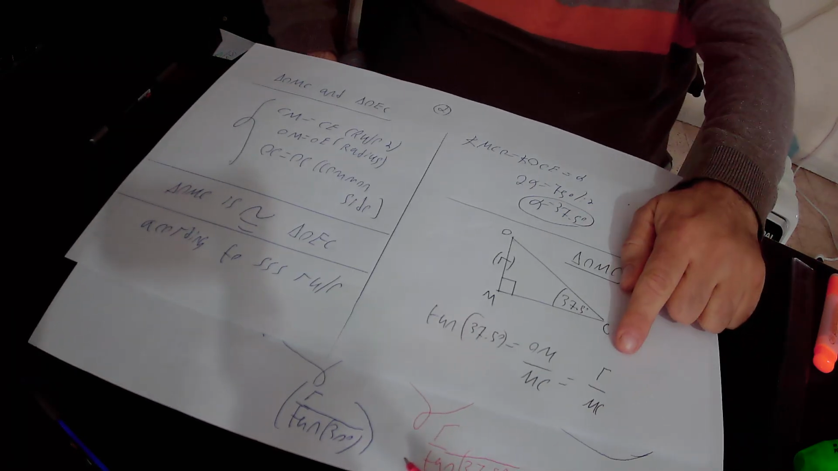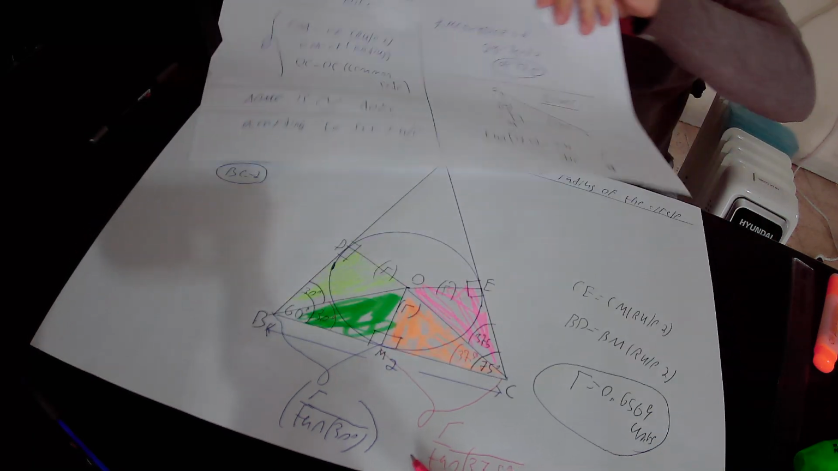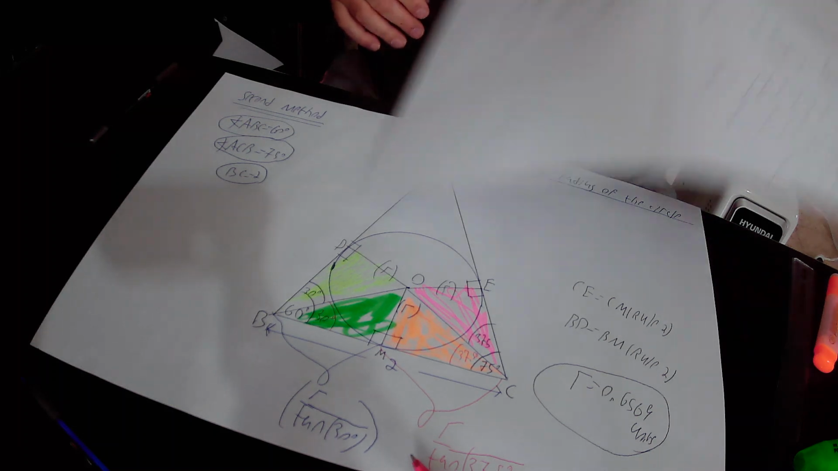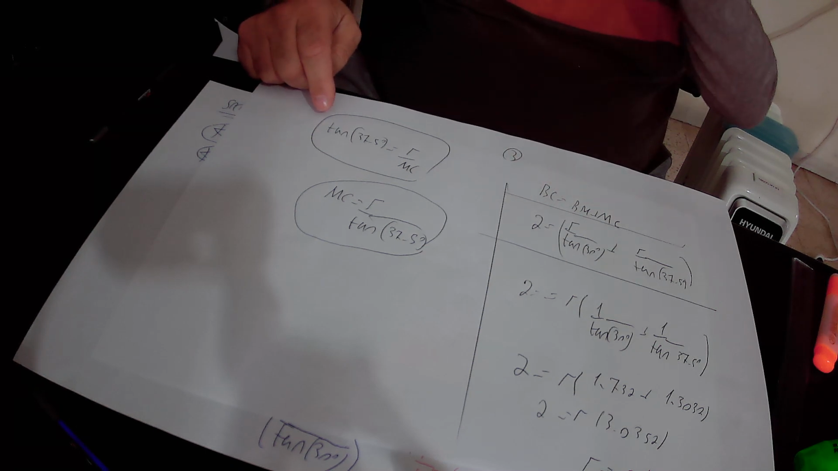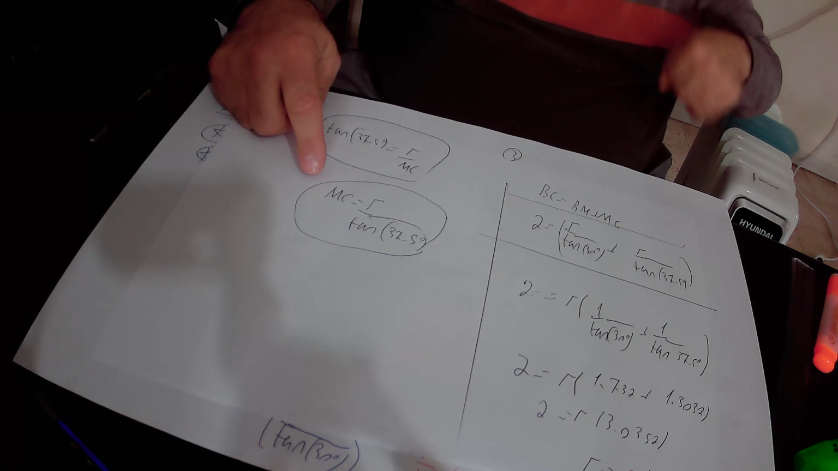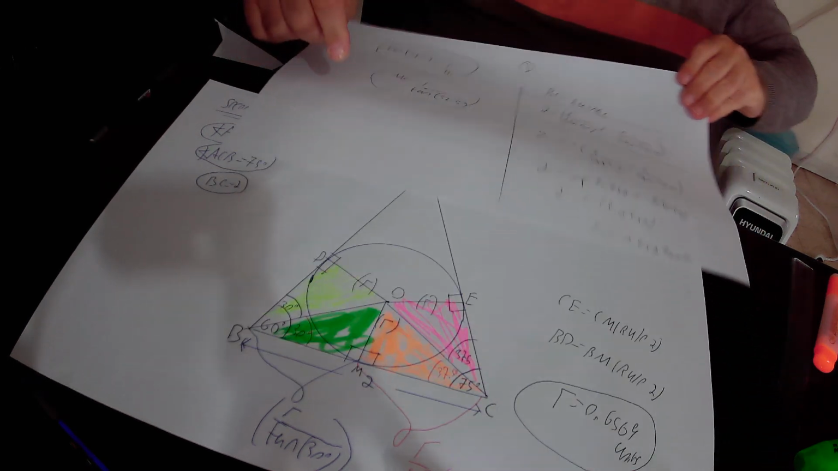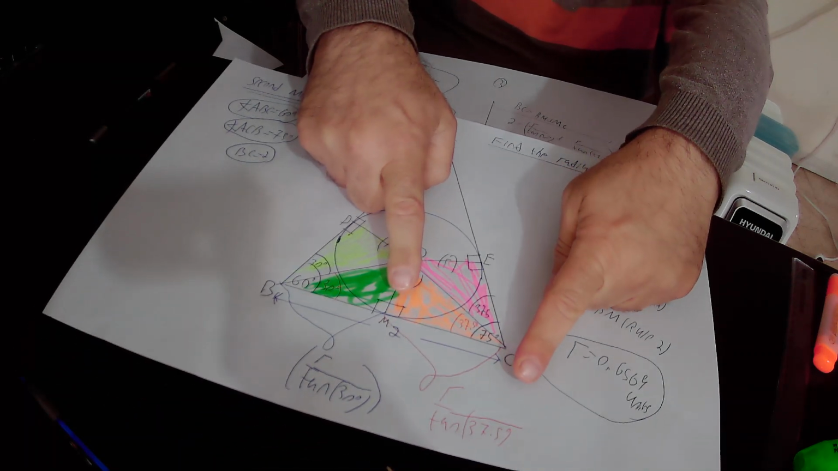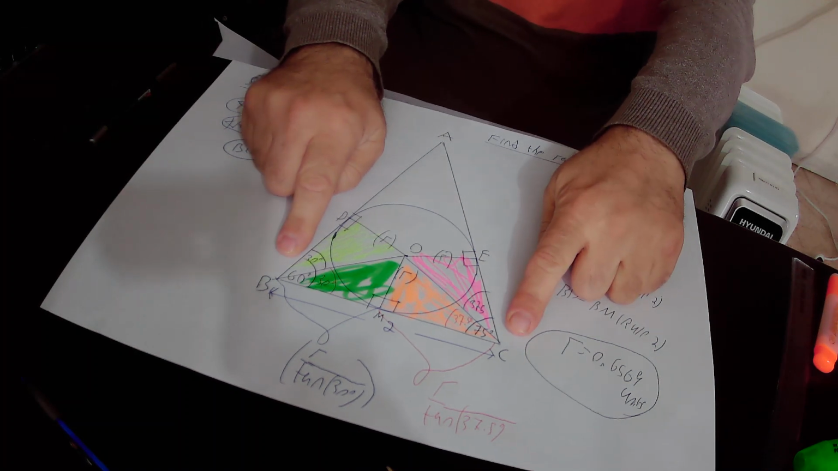Then we multiply this equation by MC, and then we divide it by tangent 37.5 degrees, and found out that MC equals R over tangent 37.5 degrees. Okay, so BC in total equals BM plus MC.